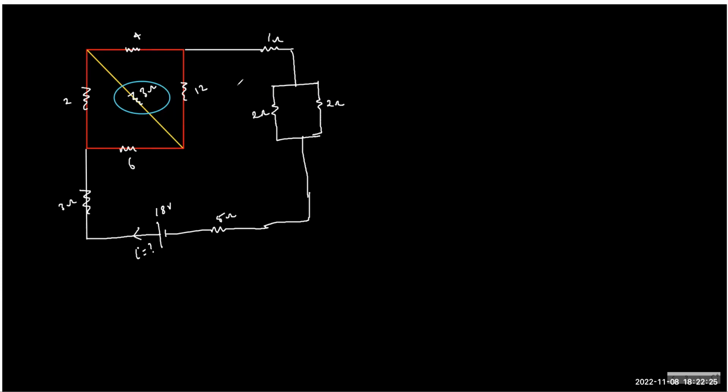Can you find the current now? Yeah. Do it, everyone.